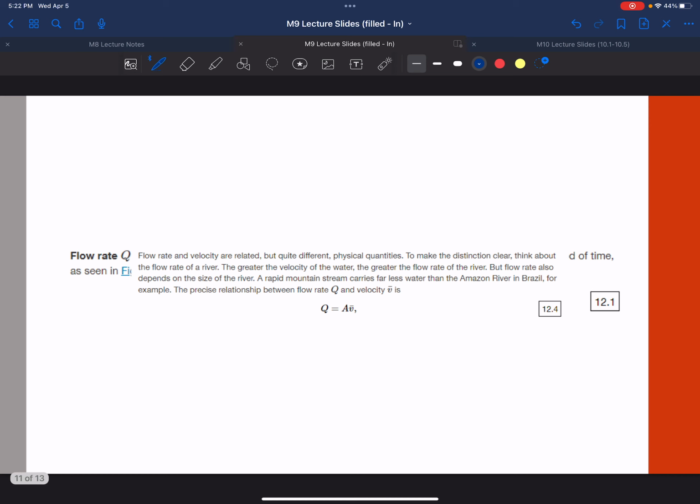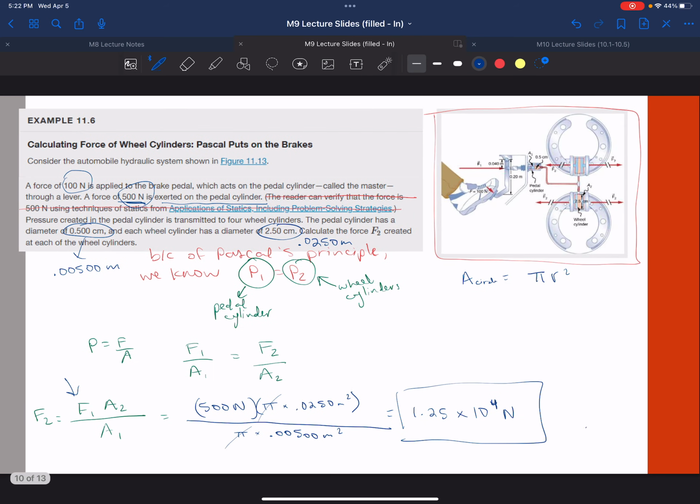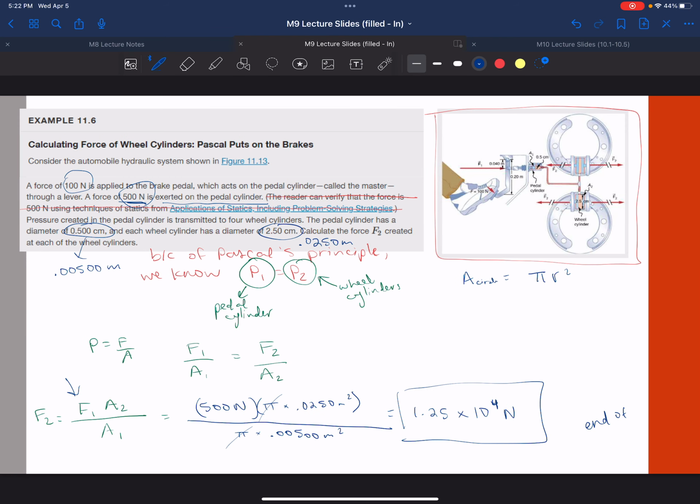Let's go to the next problem. And I'm also going to note that this was the end of chapter 11. So the next part is going to be part of chapter 12.